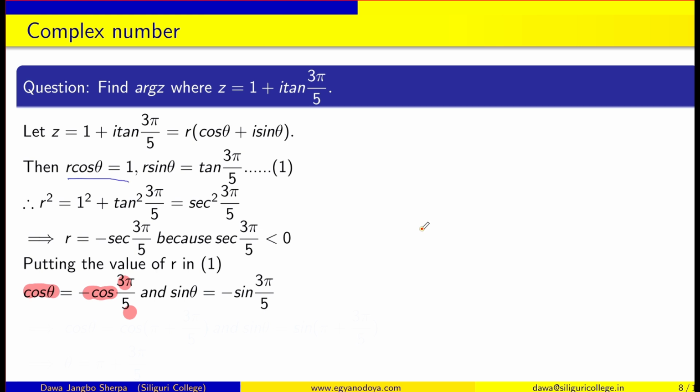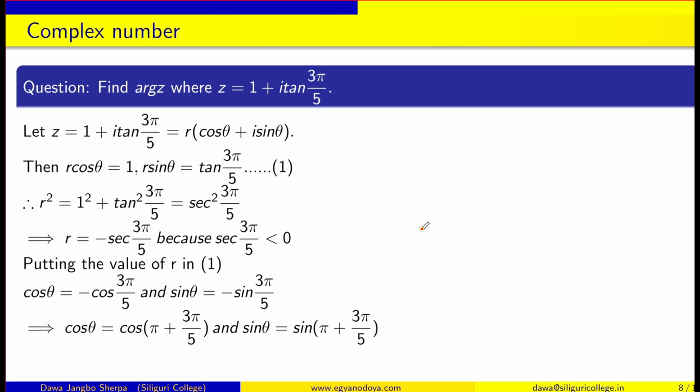So when you put the value of r here, cos theta is equal to 1 by r, which is 1 by minus sec 3 pi by 5, and this will be minus cos 3 pi by 5. So you are getting this result over here. Similarly, if you put the value of r in the other relation, you will get sin theta equal to minus sin 3 pi by 5.